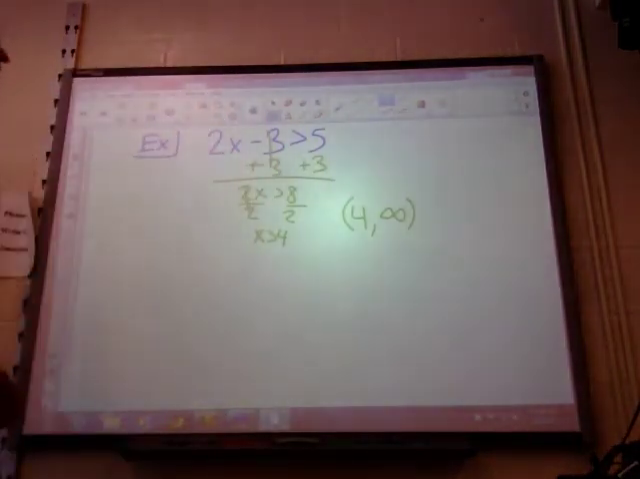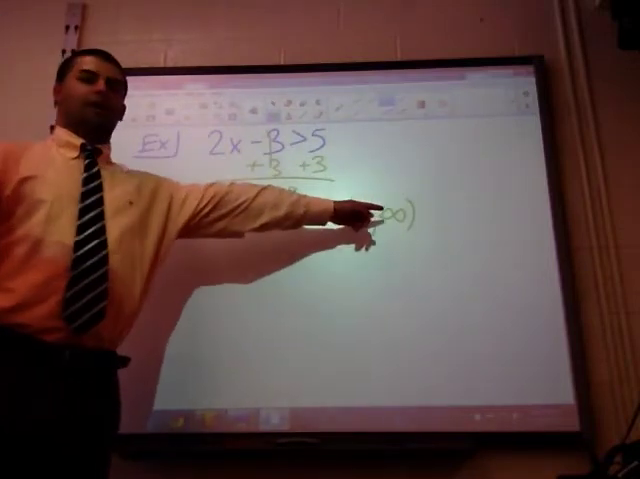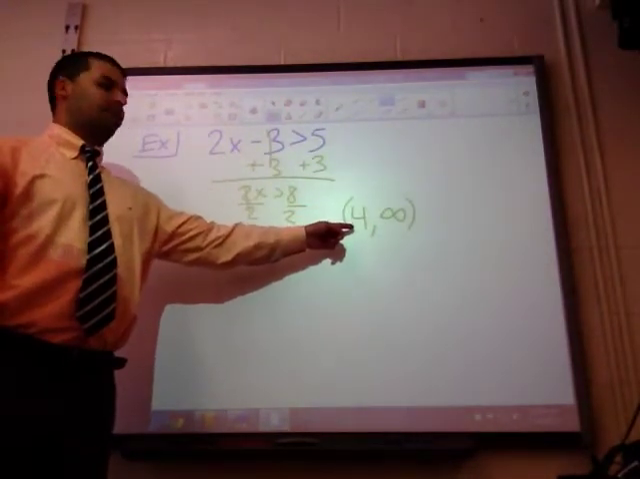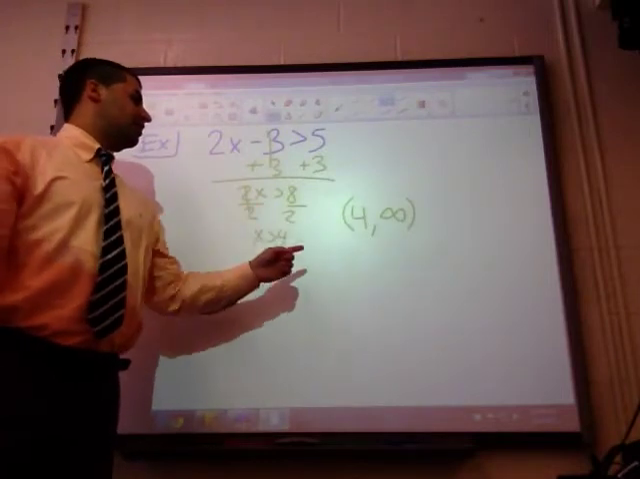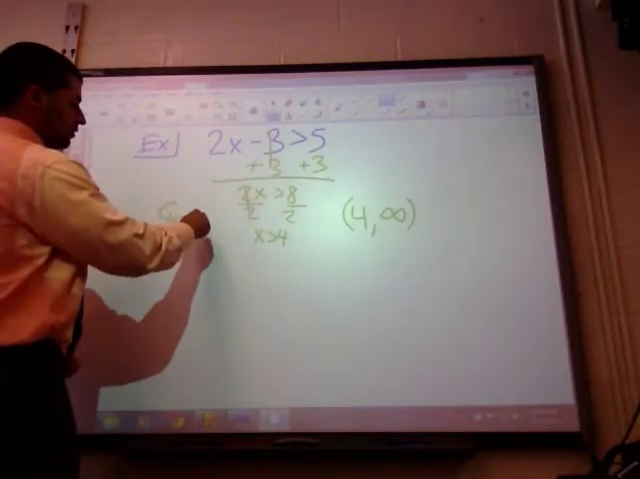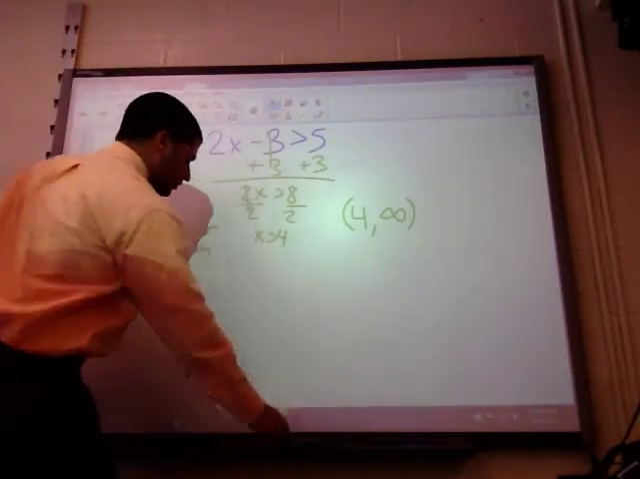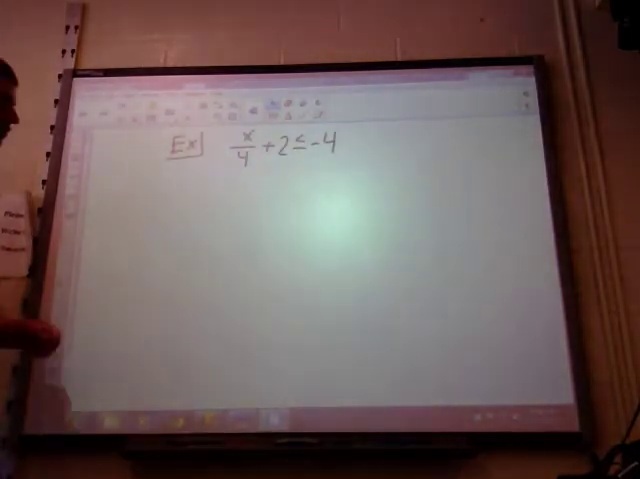So this is kind of combining those first two slides about when to use parentheses, and how we should start with 4, the number, and end with infinity when we're dealing with a greater than.